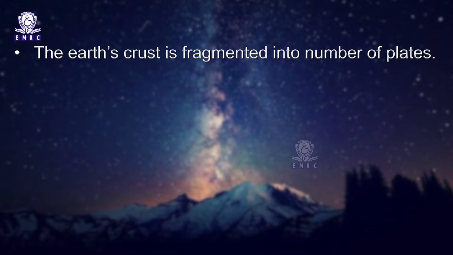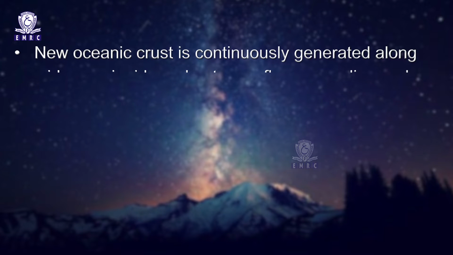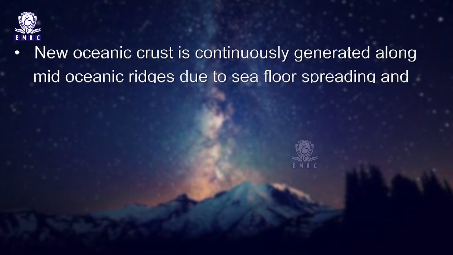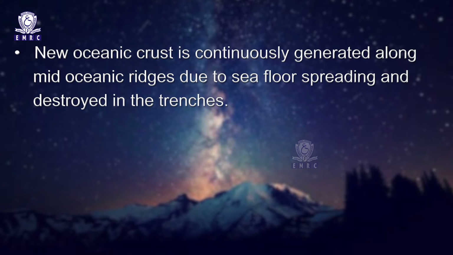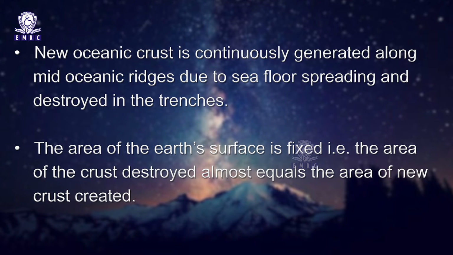Some of the basic assumptions of the theory of plate tectonics are: 1. The Earth's crust is fragmented into a number of plates. 2. These plates move horizontally over the asthenosphere as rigid units. 3. New oceanic crust is continuously generated along the mid-oceanic ridges due to sea floor spreading and destroyed in the trenches. 4. The area of the Earth's surface is fixed, that is, the area of crust destroyed almost equals the area of new crust generated.